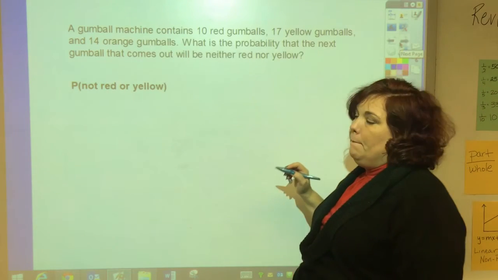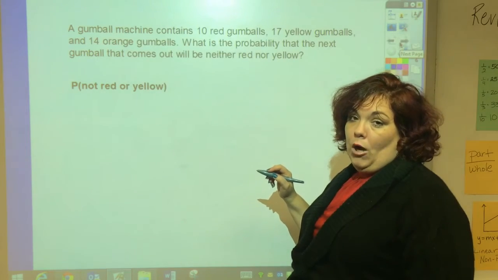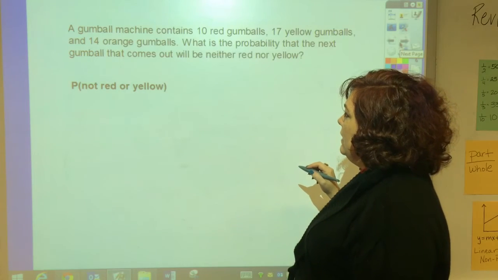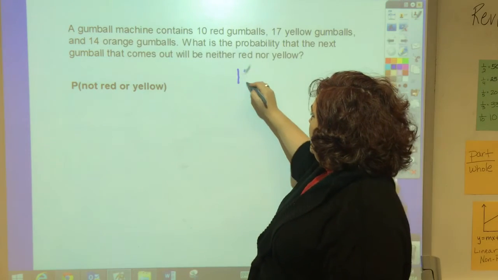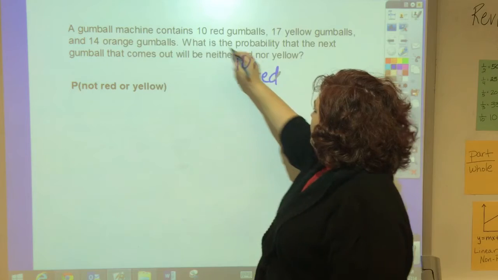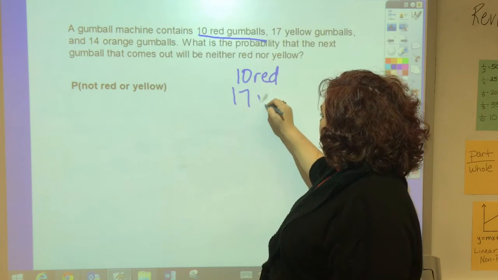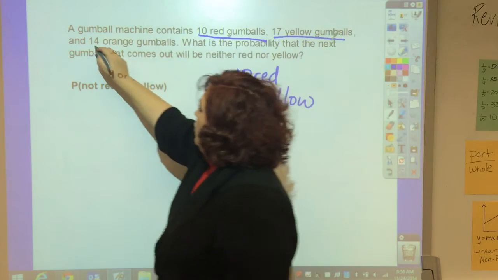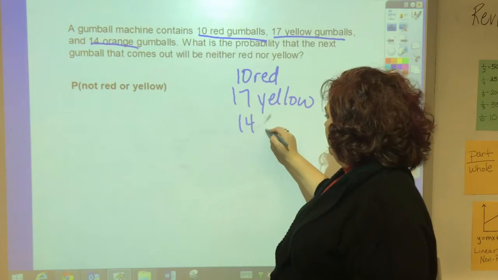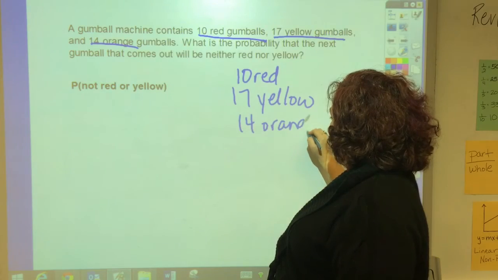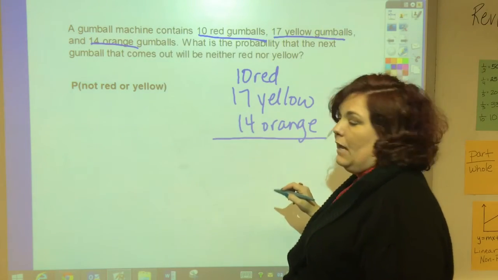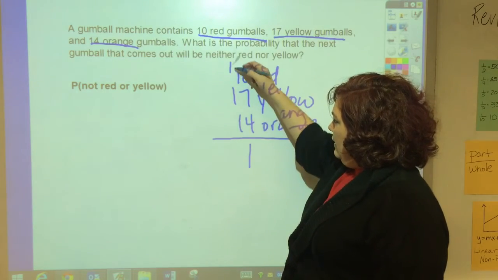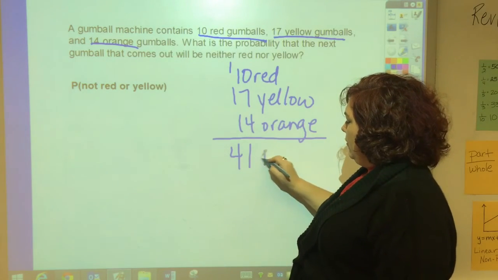You might have a gumball machine or marbles that you're pulling out. This one says a gumball machine contains 10 red gumballs, 17 yellow, and 14 orange. Okay, the first thing I'm going to want to do is add all these up to see how many total I have. So it's 41 total.